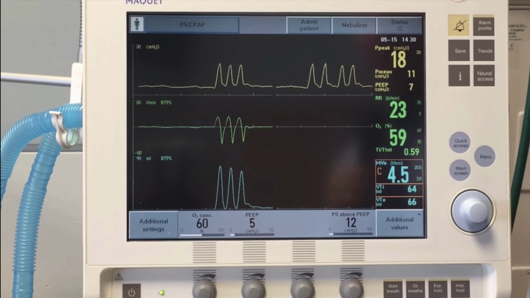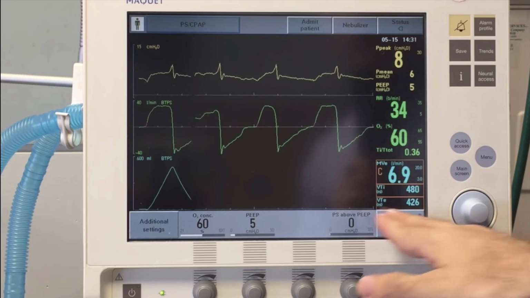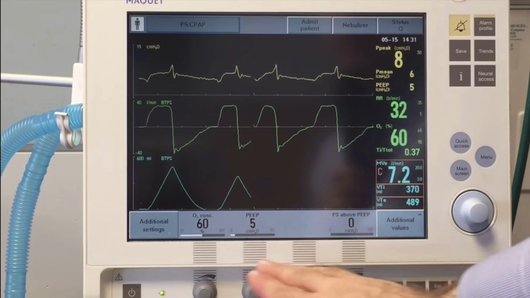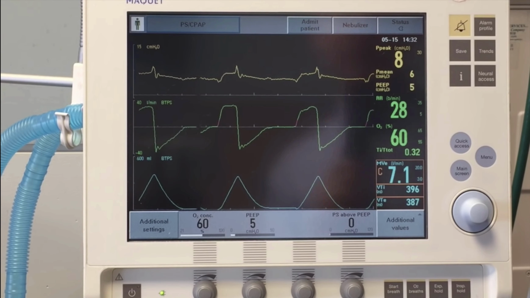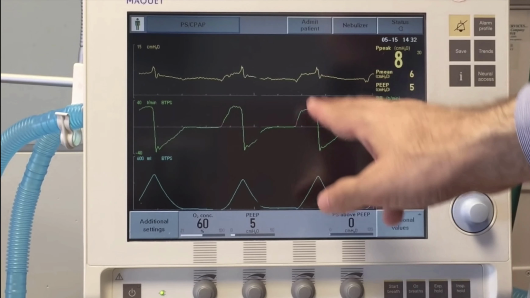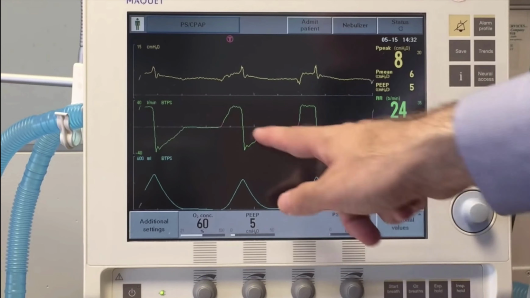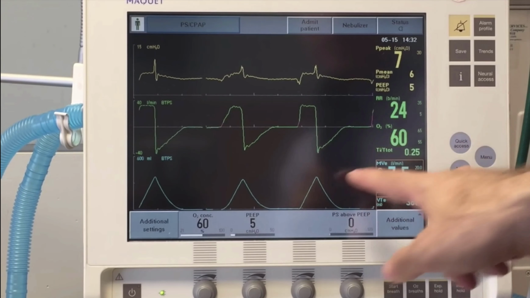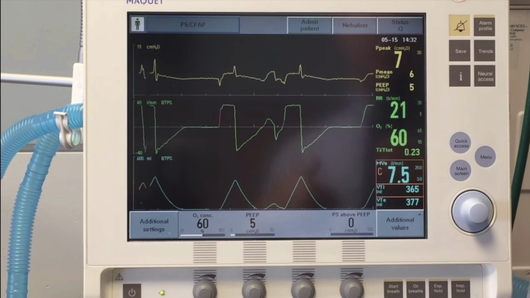In this particular ventilator, if we wish to do a formal CPAP trial, as you can see here, you set the pressure support to 0 and you keep the PEEP level where you would like. The patient can take breaths at whatever rate they wish. The demand valve is open, and as you can see, the ventilator is doing its best to keep the pressure at the mouth opening at 5 centimeters of water. You can see that there is flow going into and out of the patient, and tidal volumes are being generated, but they're not being generated at a particular tidal volume, nor is a particular pressure set above the PEEP level.